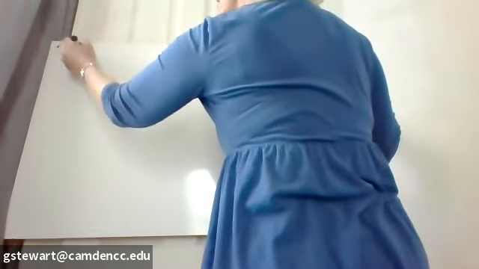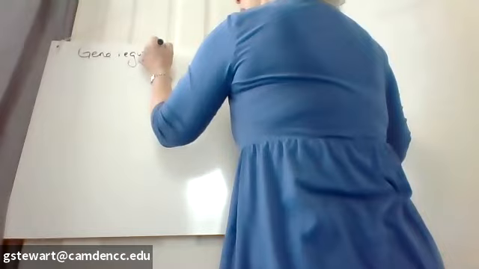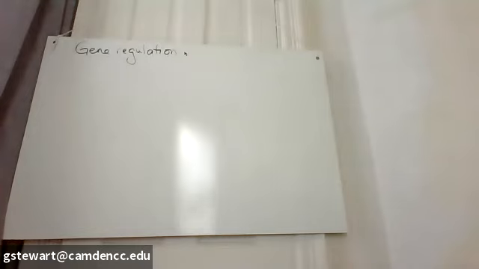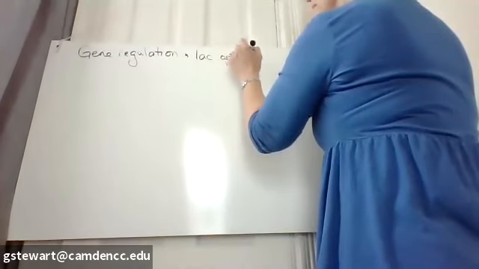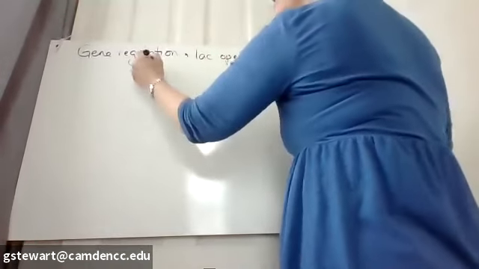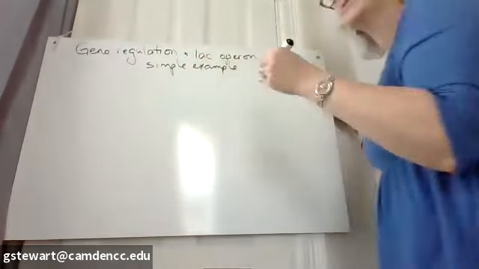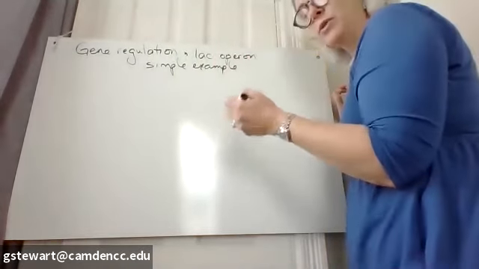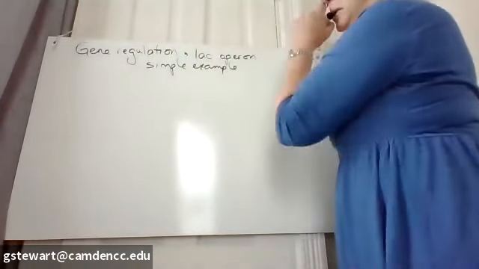Okay, so the first thing we're going to talk about real briefly is gene regulation. We're going to discuss this in terms of what's called the lac operon, because this is a simple example of how a gene can be regulated or turned on and off. The point of this is to show you how it can work. Of course, in humans, it's going to be much more complicated than this, but we're going to show you a simple gene regulation in bacteria.